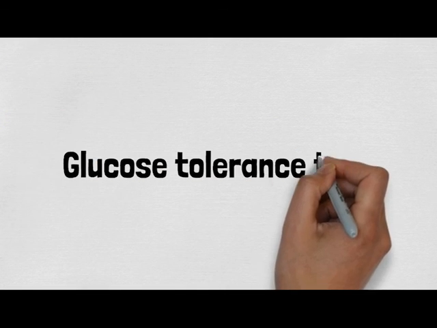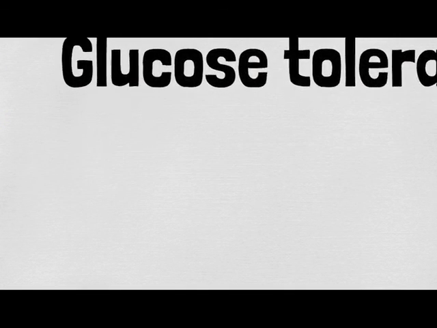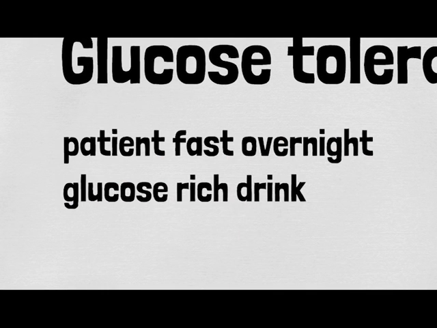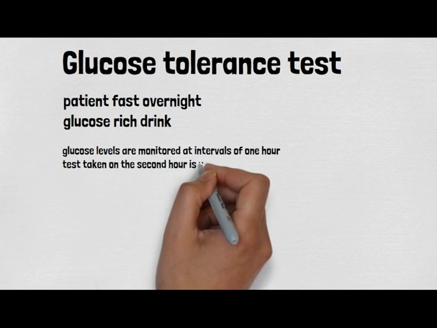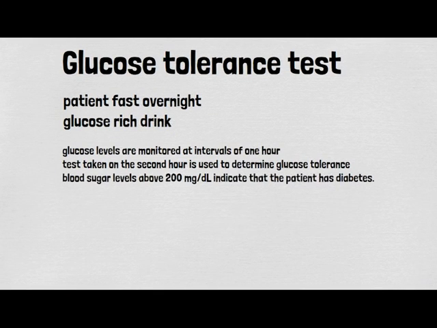Glucose tolerance test. The test involves the patient fasting overnight, then they are given a drink rich in glucose. Then the glucose levels are monitored at intervals of 1 hour after consuming the drink. The test taken on the second hour is used to determine glucose tolerance. Blood sugar levels above 200 mg/dL indicate that the patient has diabetes.